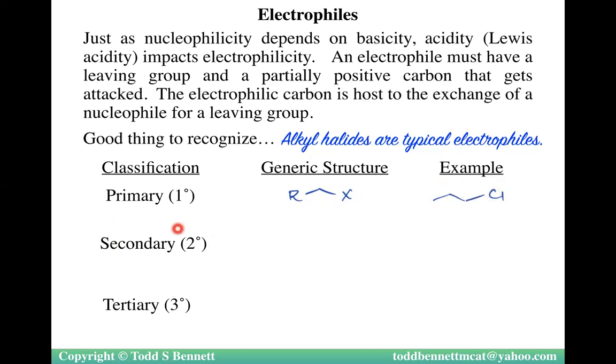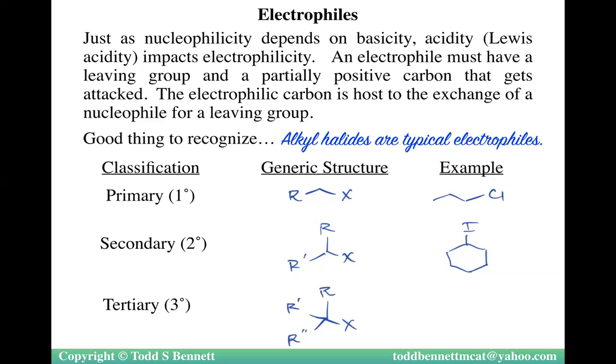Okay, secondary: the X is bonded to a carbon that has two R groups. So R and R prime again represent alkyl chains. Maybe this is CH3, this is like a CH2CH3. Maybe this is 9 carbons, this is 14 carbons. The point is, this carbon that has a halogen, X, has two other carbons attached. A good example is cyclohexane with a halogen on it, in this case iodine. So secondary in nature.